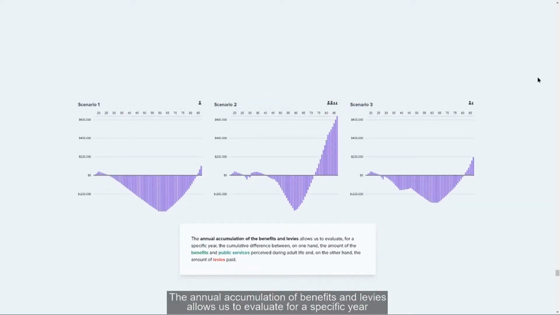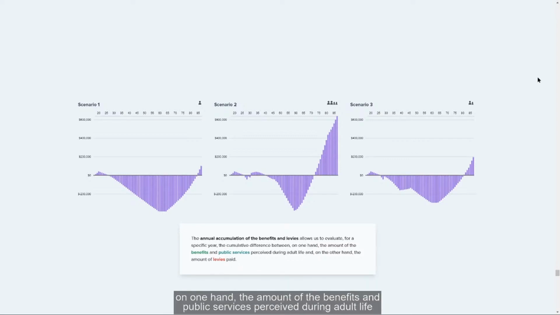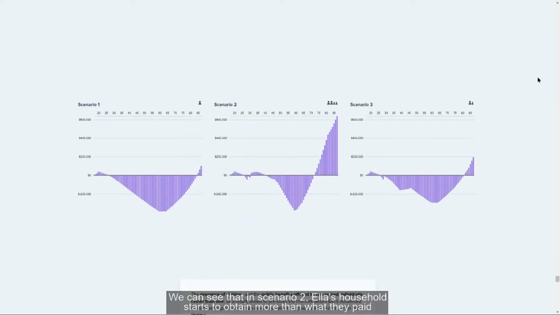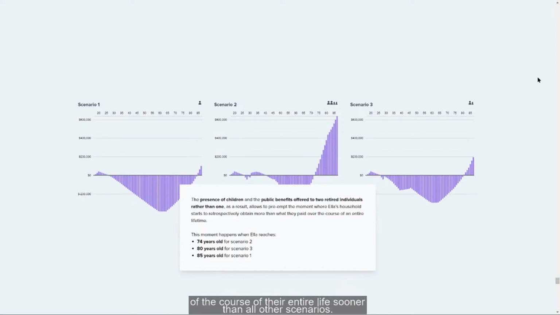The annual accumulation of the benefits and levies allows us to evaluate for a specific year the cumulative difference between, on one end, the amount of the benefits and public services perceived during adult life, and on the other end, the amount of levies paid. We can see that in scenario 2, Ella's household starts to obtain more than what they paid over the course of an entire lifetime, sooner than all other scenarios.